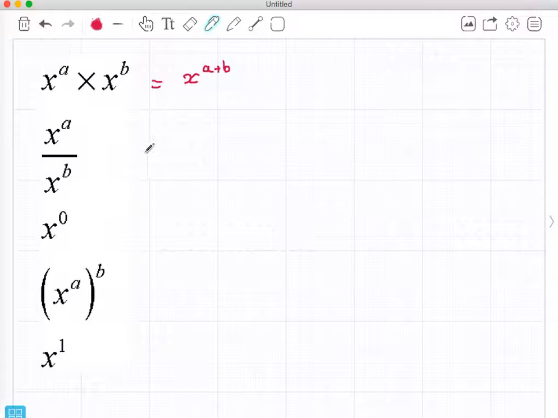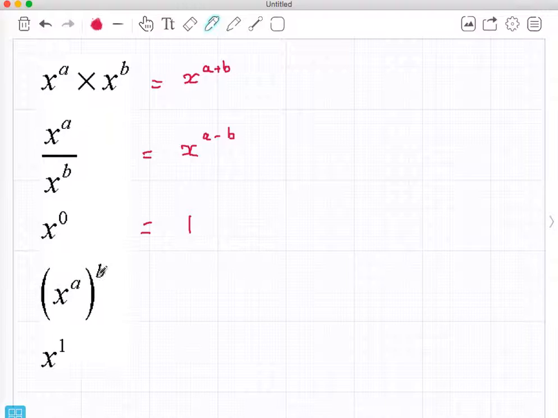With a divide, we're going to do the opposite. We're going to have that as a minus b, so that one divided by, so it's this one take away b. X to the power of 0, it's not 0, it's actually 1. It doesn't matter what number x is, anything to the power of 0 is always 1.